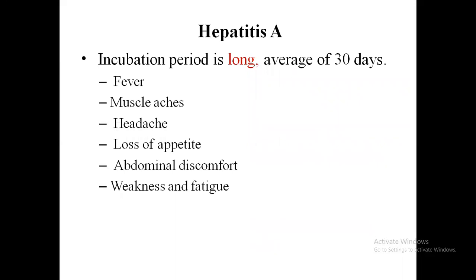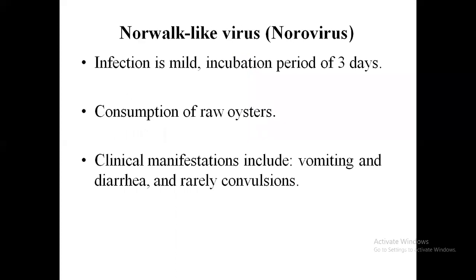Like hepatitis A, it also has a very long incubation period, like 30 days. Signs and symptoms are almost similar: fever, muscle aches, headache, loss of appetite, abdominal discomfort, weakness, and fatigue. And the other one is Norwalk-like virus. It's a very mild infection. Incubation period is 3 days. So consumption of raw oysters, clinical manifestations include vomiting and diarrhea, and very rarely it can cause convulsions also.